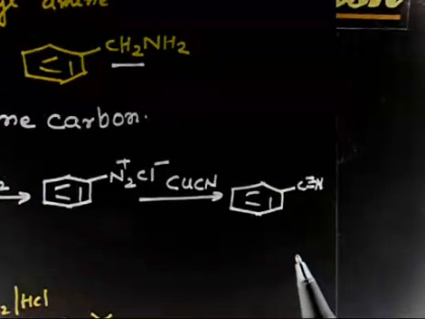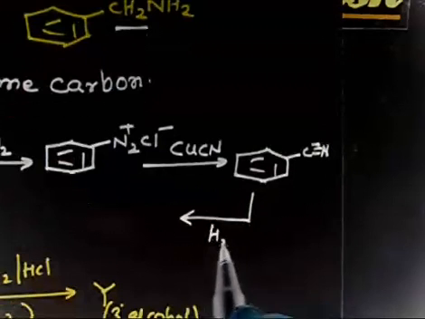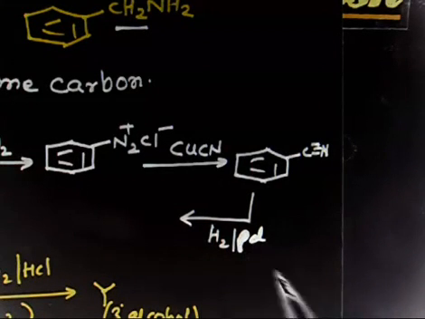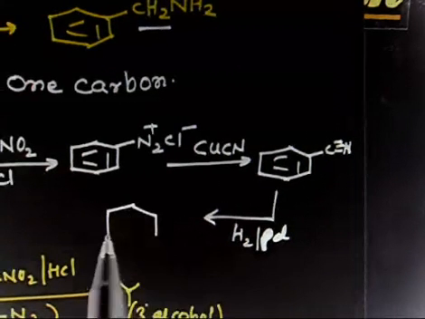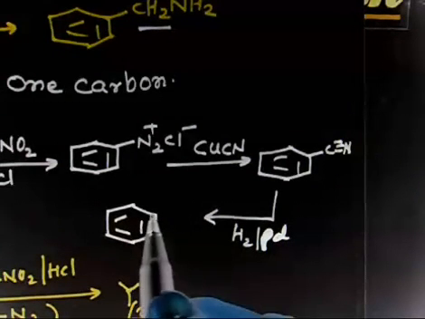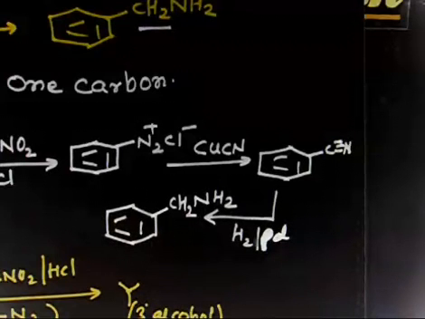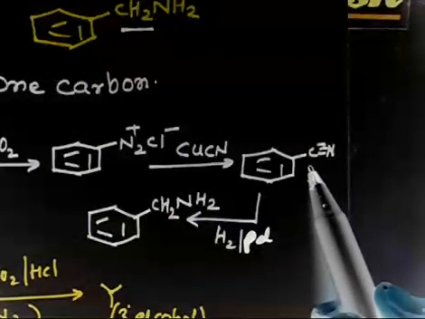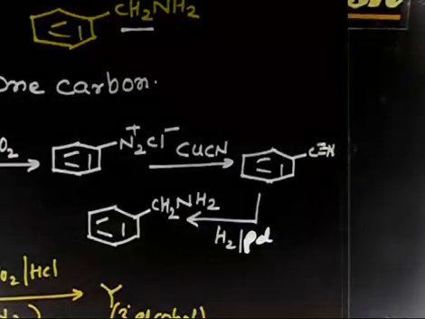And now in the next step, what you can do is reduction of this compound. You can do reduction using H2/Pd. So if you do reduction with H2/Pd, what will you have? You will have the benzene ring connected to CH2NH2. So this is the final product. Let us discuss: H2/Pd will reduce these two bonds, the C≡N triple bond gets reduced, and you will have CH2NH2.